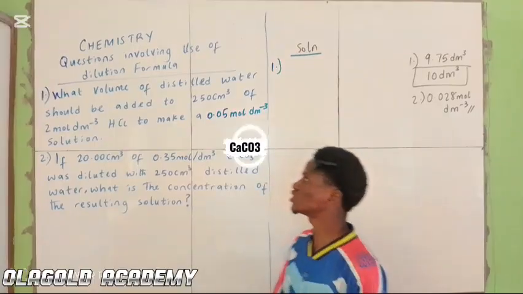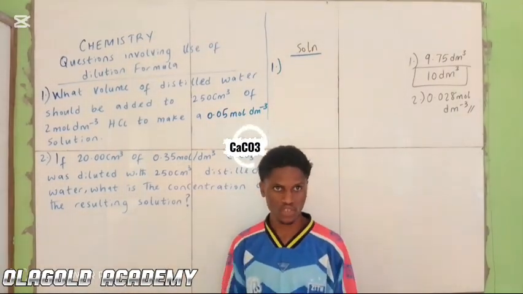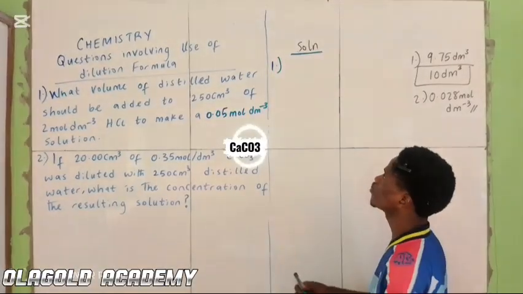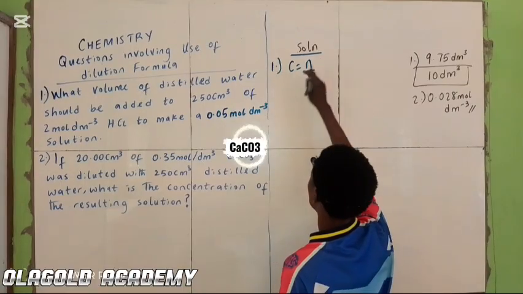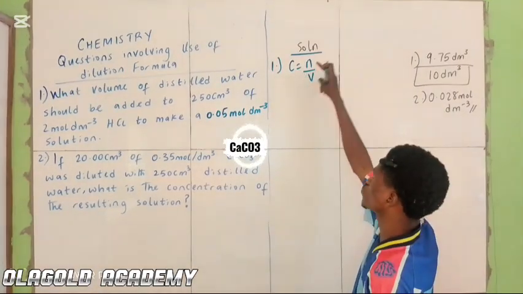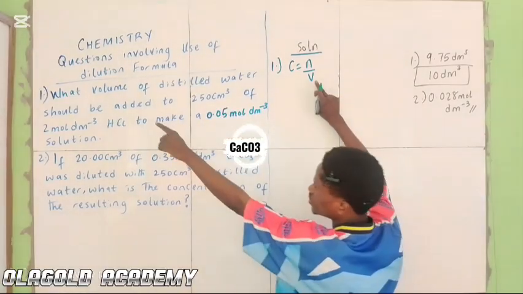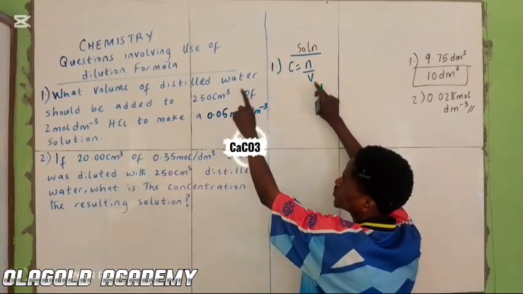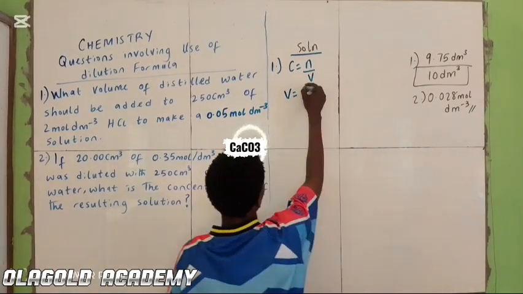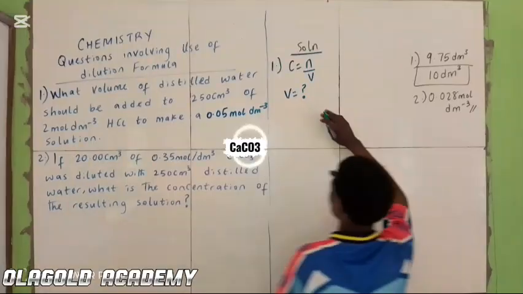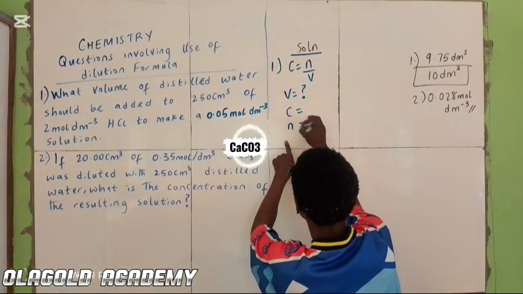Now let me use the second formula that is common to many students. The common formula is C equals N over V, that is concentration equals number of mole over volume. From the question, it says what volume of distilled water should be added. So it means here volume is not given. Now we need concentration, we need mole.